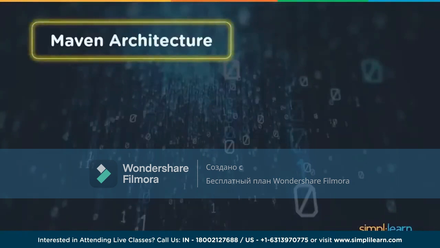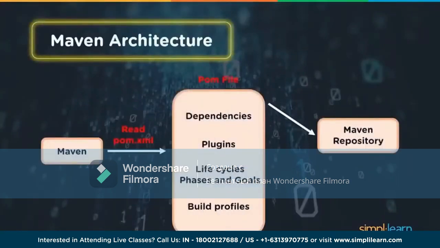Now the next thing is the Maven architecture. Let's talk about the basic architecture of Maven here. The Maven executable, when it's deployed, usually reads the pom.xml file, which is the build script here. Once the pom.xml file is read, it will process the components. It will download or process the dependencies, plugins, life cycles, phases and goals, and even the build profiles. And if any kind of interaction is required, it will try to connect to the central repository or a remote repository, and according to that it will provide the information and details as such.